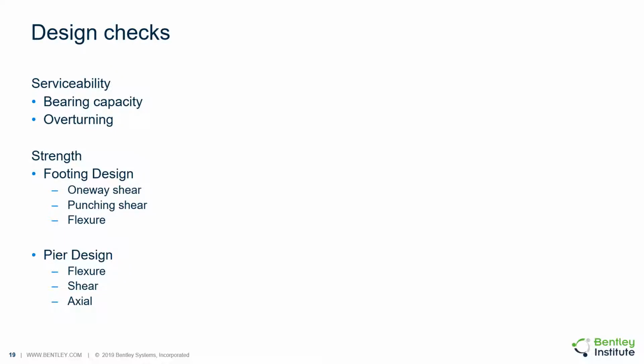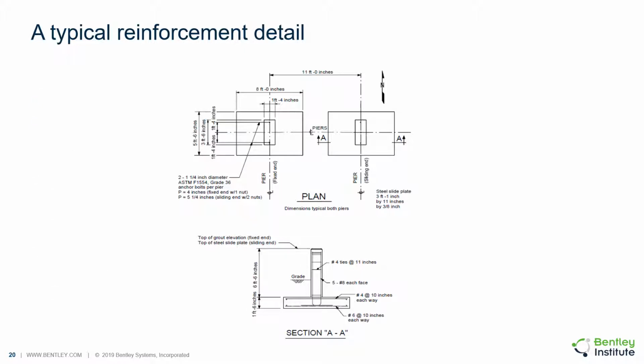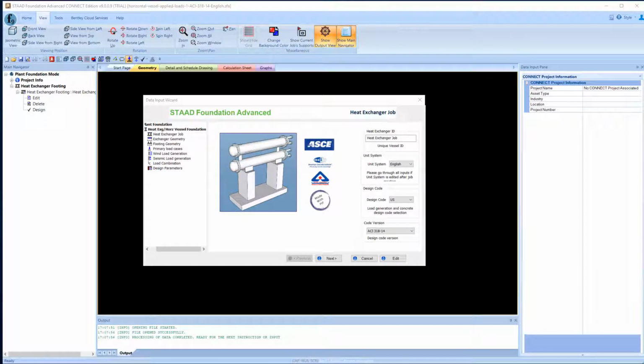Here is the list of design checks carried out, which are as per the guidelines provided by the PIP 3360 and the ACI 318 codes. This slide shows a typical reinforcement detail for a horizontal vessel foundation. Let's now see how we can define the horizontal vessel foundation in STAAD Foundation Advanced.